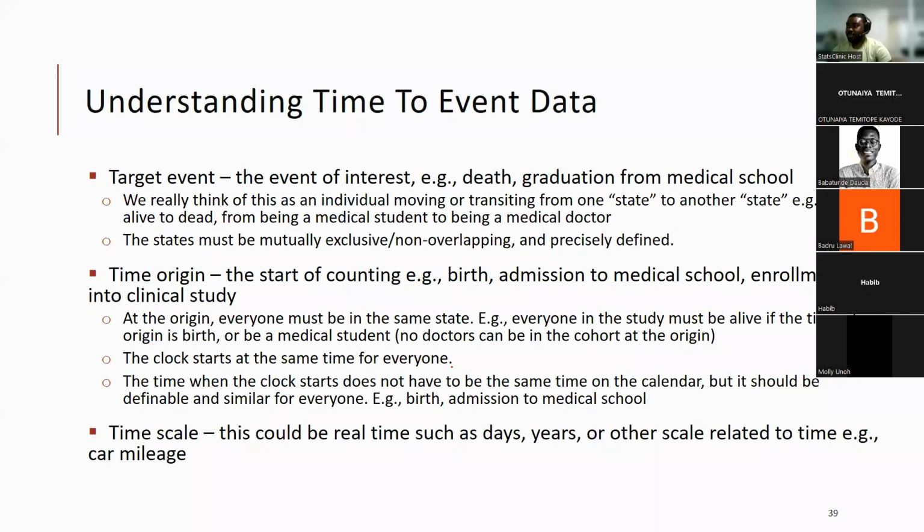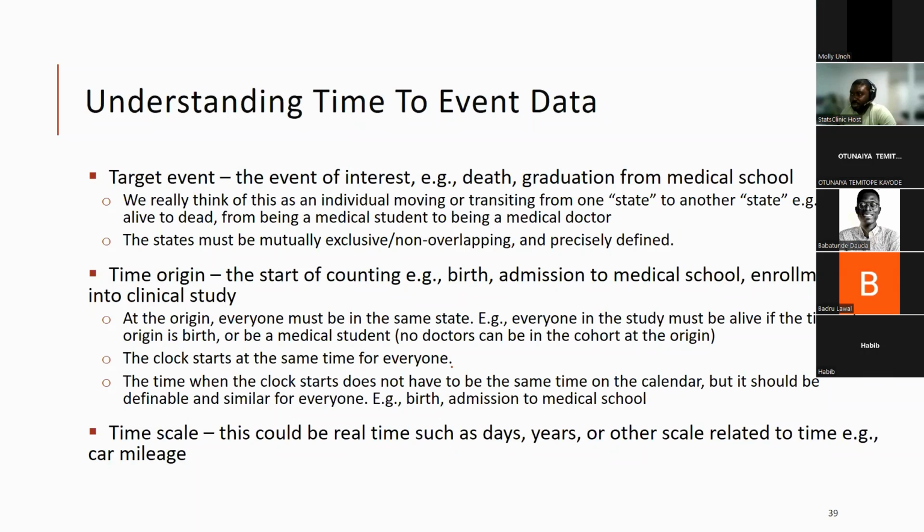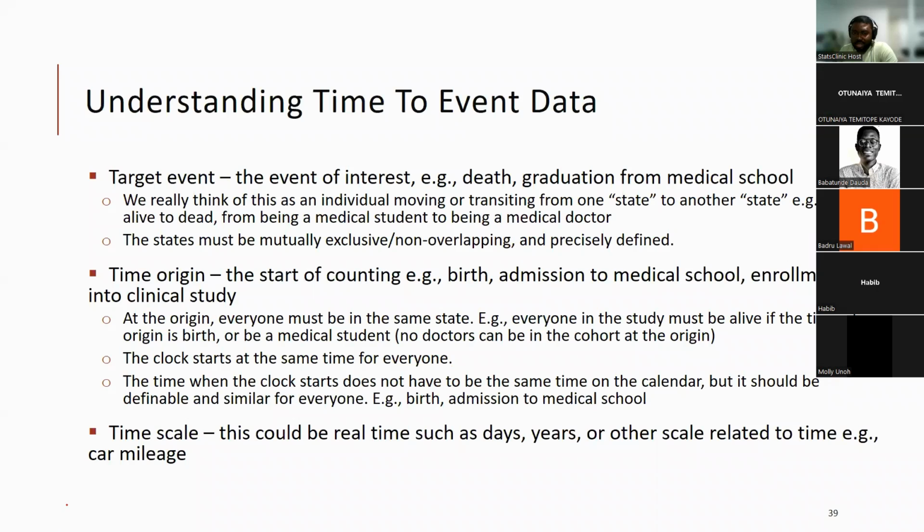Anybody else wants to tell us the time scale? Time scale, anyone else? You could use weeks, okay. You could use months, and it varies. Okay, let's take another example, and then we'll have a new set of people who haven't participated to just try.